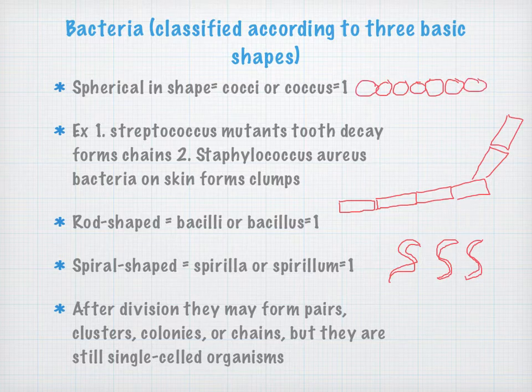An example of this would be Streptococcus, associated with tooth decay, which forms chains, or Staphylococcus aureus, bacteria on the skin that forms clumps. Rod-shaped bacteria are known as bacilli or bacillus, and spiral-shaped are spirilla or spirillum. After divisions, they may form pairs, clusters, colonies, or chains, but they are still single-celled organisms.